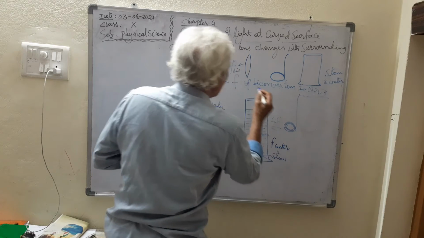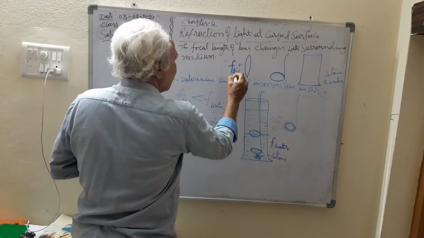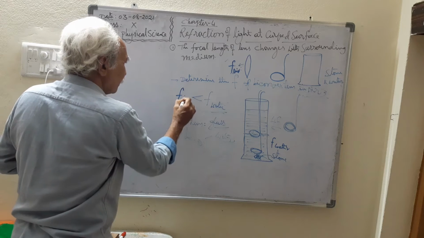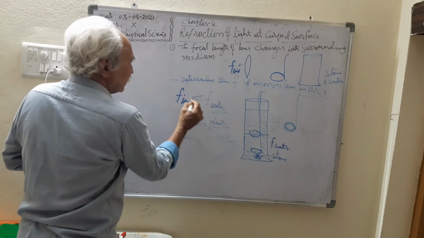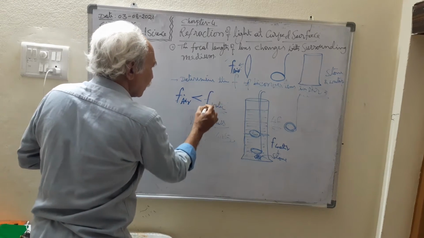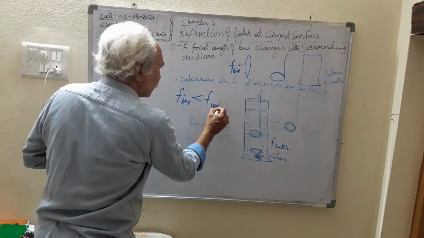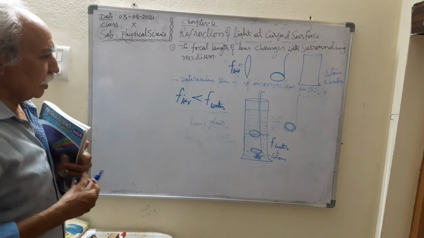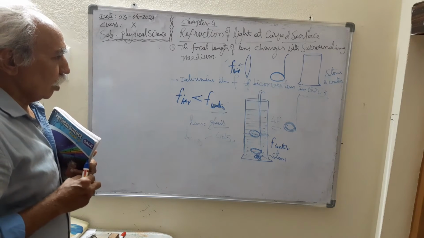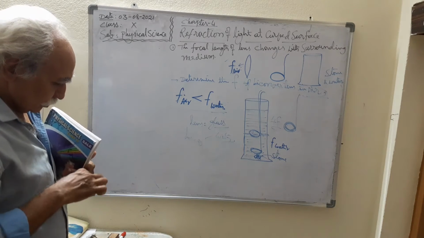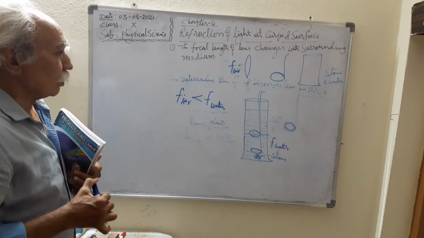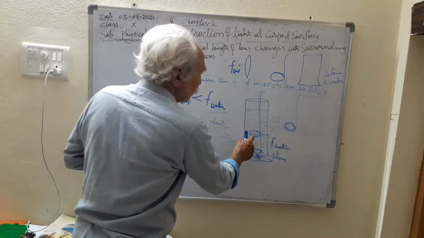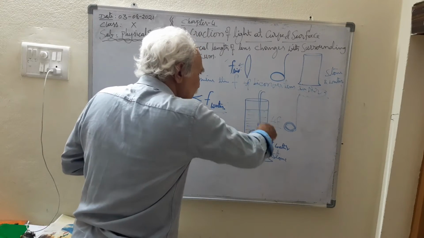Now compare the focal length in water and the focal length in air media. You observe that the focal length in air media is less than the focal length in water. Why? Because the lens is optically denser than the surrounding medium.